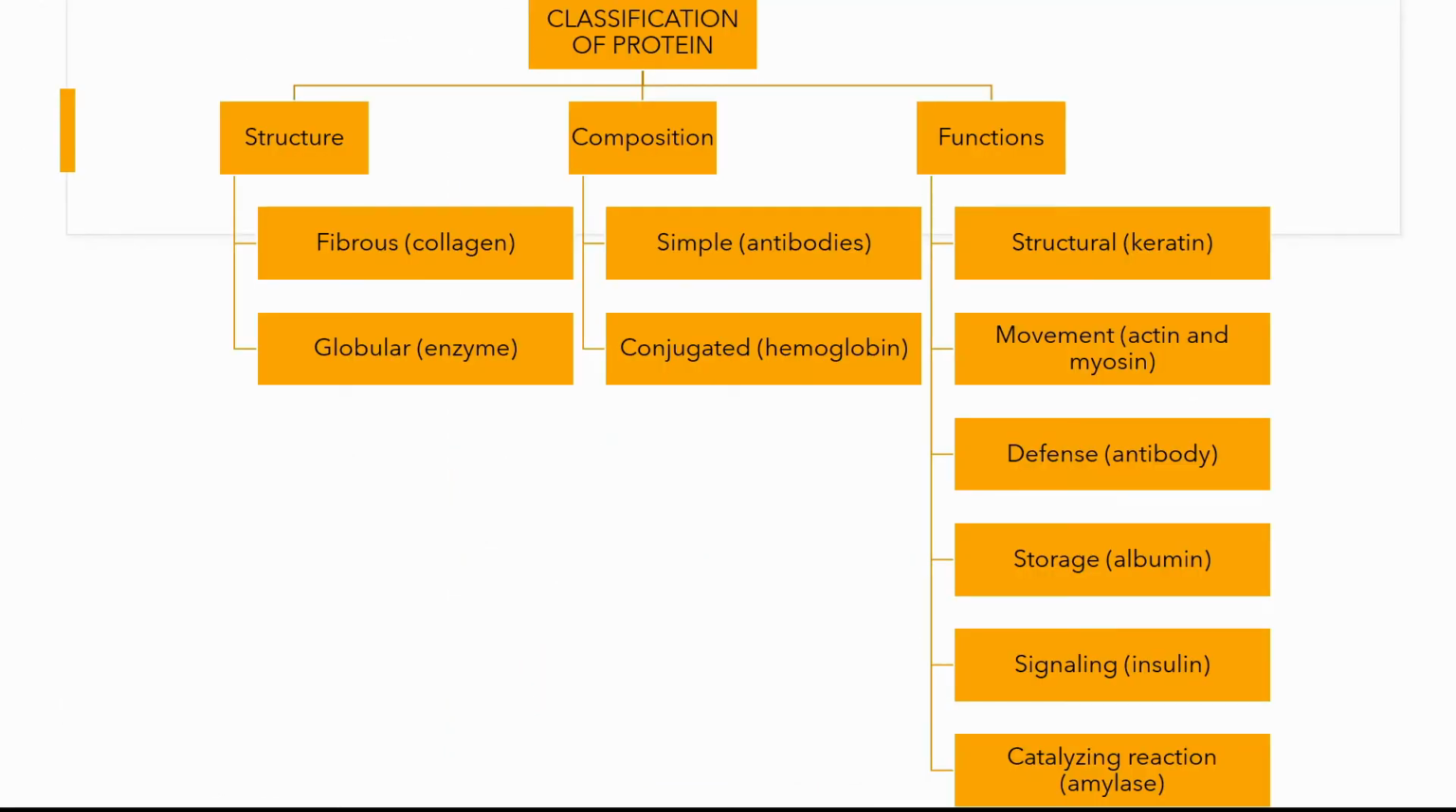To classify proteins, it can be based on structure, composition, and functions. Structural classification of proteins can be divided into two. It's either fibrous protein or globular protein. Example of fibrous protein is collagen. It consists of long parallel chains. Example of globular protein is enzyme. It is basically coiled and folded into a globular shape.